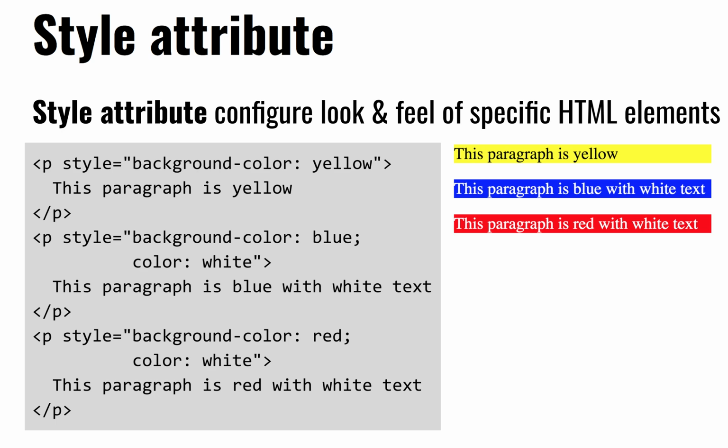So here's several transformations. Transforming this paragraph to be the background equal to yellow. This paragraph converting the background to be blue and the foreground color to be white. Notice the separation, semicolon. Here's a background to be red and the color to be white.